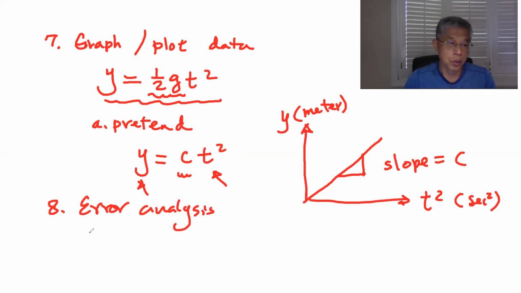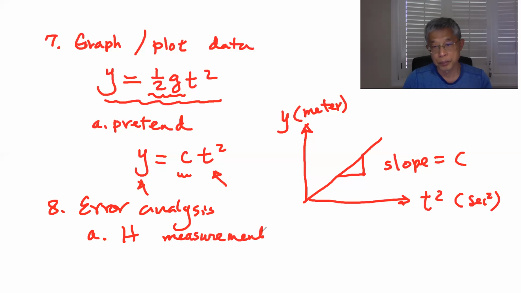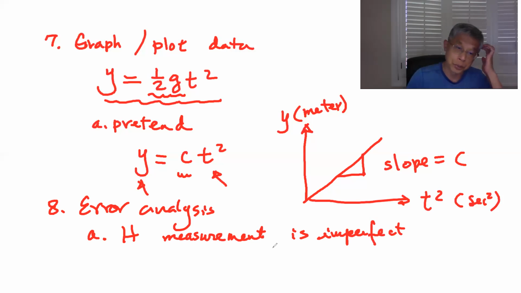Okay, so what's the source? So A, maybe your height measurement is not correct. Your height measurement is imperfect, and so you need to tell your audience, which is me, how imperfect your measurement is. So maybe one of the measurements is really bad.